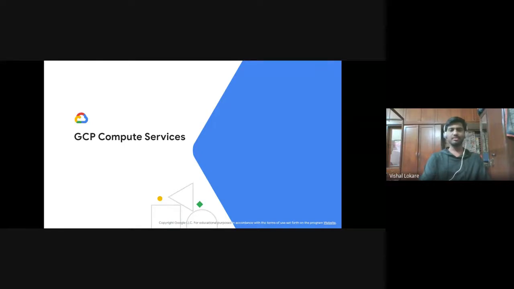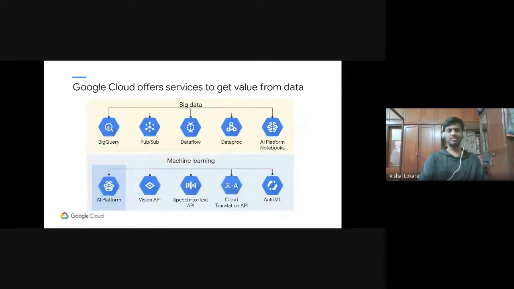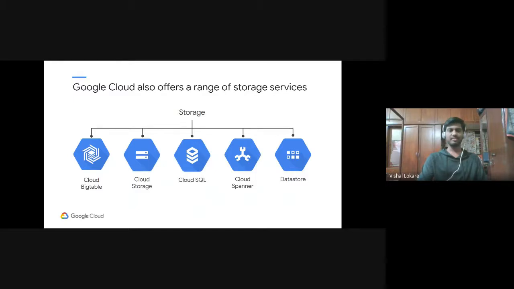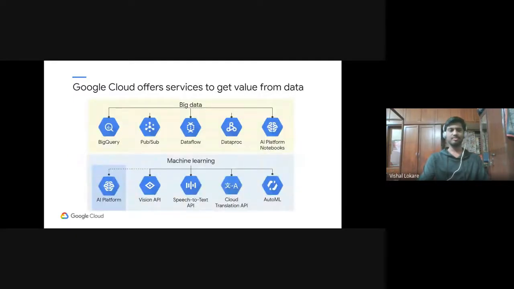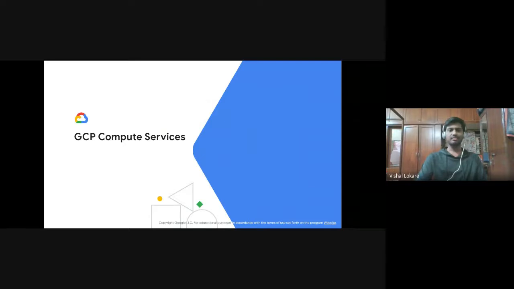Okay, now coming to module two. This was module one till now, and you can do these labs after the session, or some of you might already have. So this starts with module two. In this, we'll cover three things: compute, storage, and IAM roles.